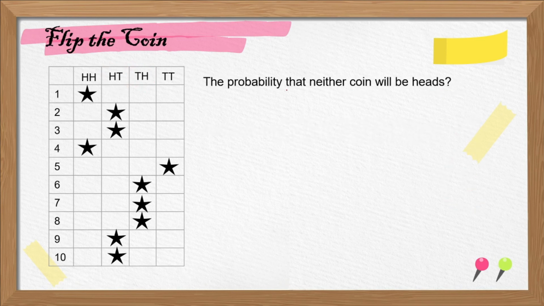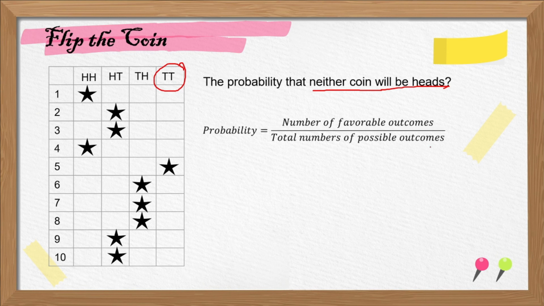What is the probability that neither coin will be heads? Neither coin will be heads. So we only have tails, tails. Walang lumabas na heads sa tails, tails. So for our formula, our number of favorable outcomes is only 1, which is tails, tails. And total numbers of possible outcomes is 4. So therefore, this is the probability, 1/4.